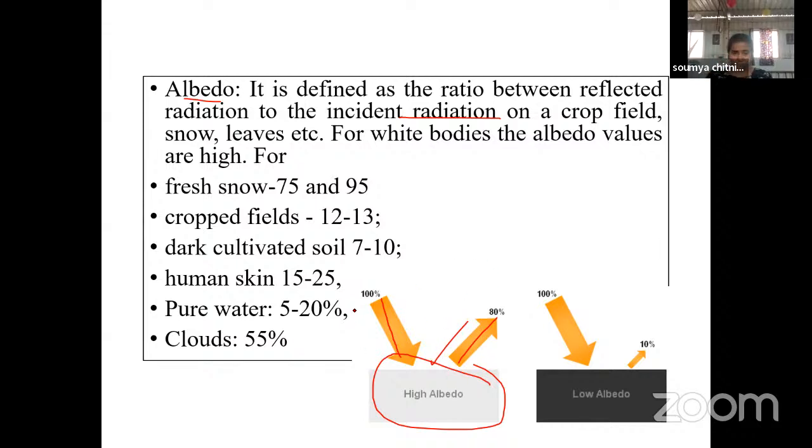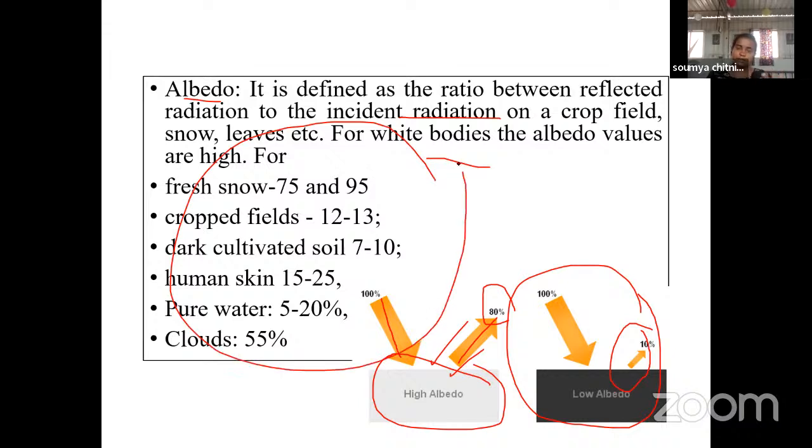So here most of the light received by a particular thing is being reflected. That means we call it a high albedo. In case of a black body, you can see 100% it is absorbing, but it is reflecting only 10%. Only 10% is being reflected, right? That means low albedo, low reflection. So white bodies usually have more albedo when compared to black bodies. You can find it for dry soil, wet soil, dark cultivated soil, human skin, water, cloud. So the albedo or the reflectivity varies.